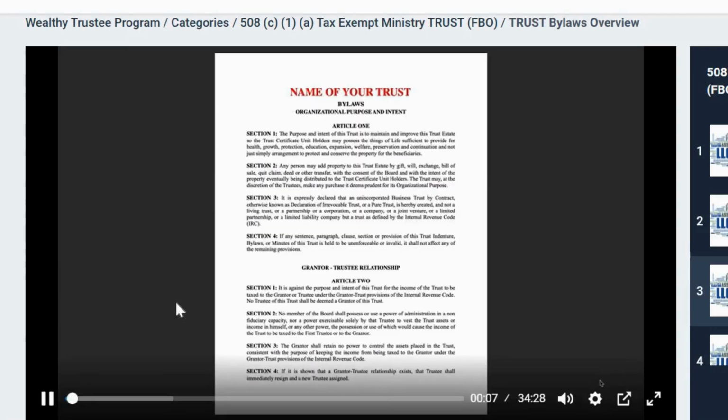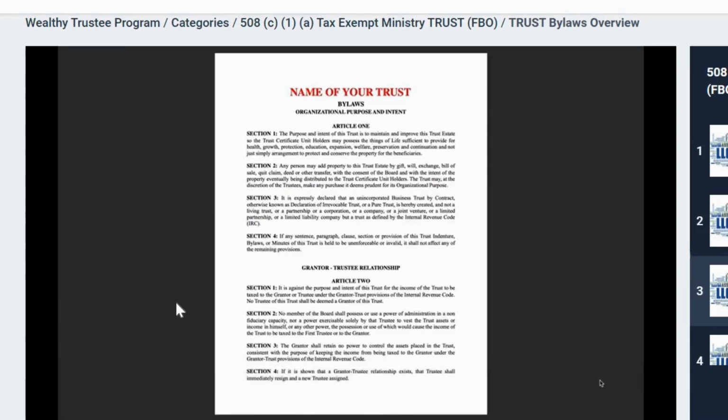Welcome to this module. In this module, we're going to be discussing the bylaws of your trust. So the bylaws are also the purpose or intent of your trust. So the first thing that you will do is put the name of your trust at the top. So let's dive into Article 1.